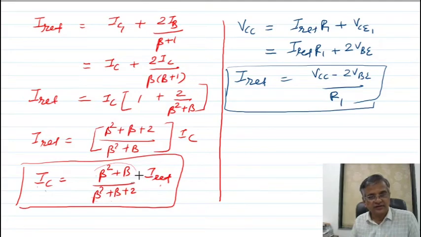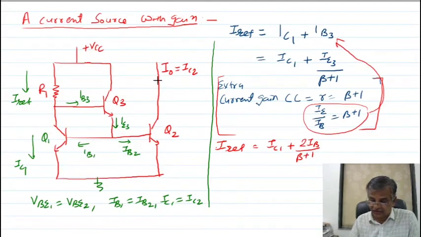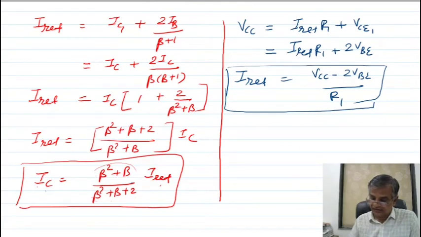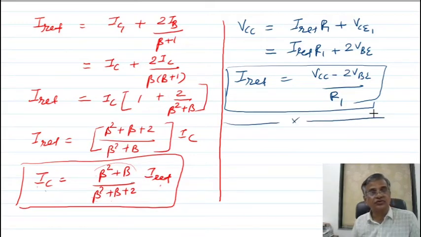Now second, suppose someone says, sir, I want to take a different value of this current. I do not want to take I0 equal to IC1 or this reference. You can introduce a resistance, yes. If you introduce a resistance in the ammeter lead, you can get a different current. So this is one circuit I have discussed, current source with the gain.